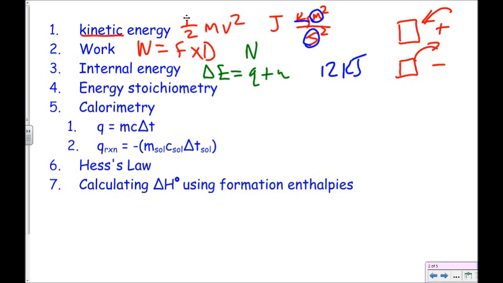Well, energy stoichiometry, what's happening there? Well, in energy stoichiometry, you're going to be given a chemical reaction 100% of the time. So you're going to have some chemical reaction, and they're going to be telling you what the enthalpy of that reaction is.